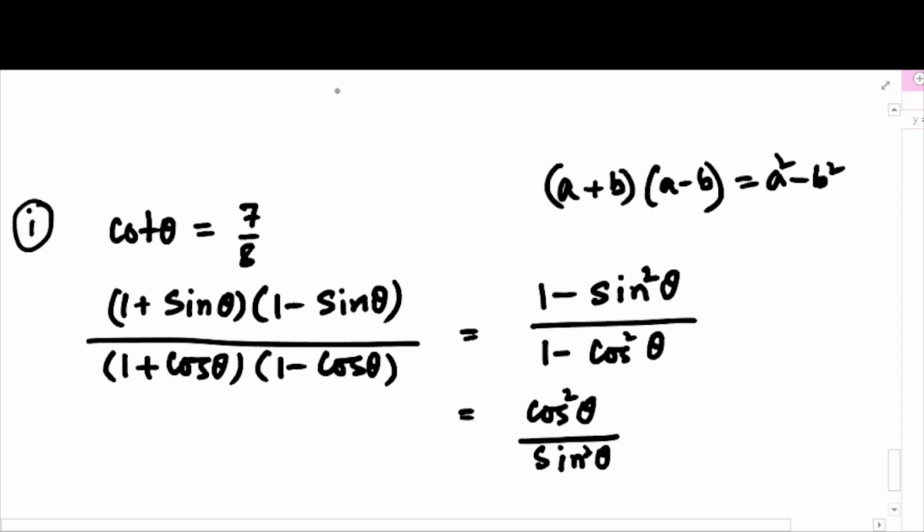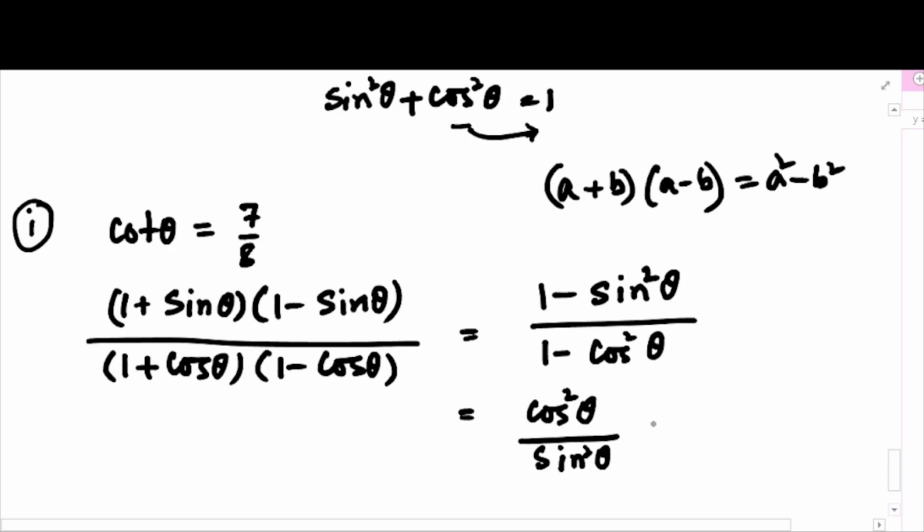Because we know the formula sin square theta plus cos square theta equals 1, right? So from this formula, if I take sin square theta to the right hand side, it will become 1 minus sin square theta, and the value will become cos square theta. In the same way, if we take cos square theta to the right hand side, it will become 1 minus cos square theta, which is equal to sin square theta, right?